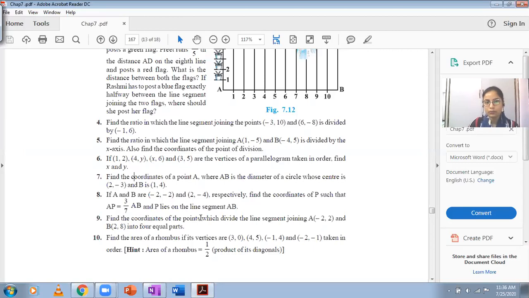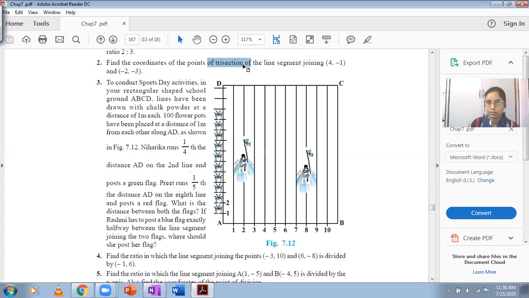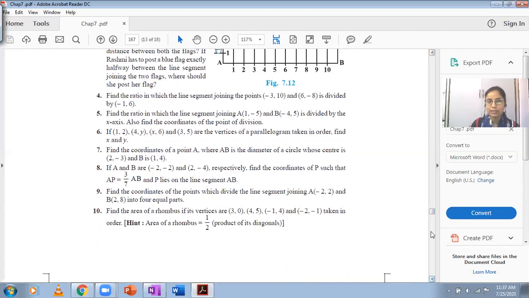Find the coordinates of the points which divide the line segment joining these two into 4 equal parts. Now this question is like question number 2 where we had trisection. Question number 2 में हमारे पास trisection थी. Trisection means 3 equal parts. Over here we have division of the line segment into 4 equal parts. So you can just proceed the way you did in that question. आपके पास अगर trisection है, you've got A here and B here. For 4 equal parts, there will be 3 points. So you will have P, Q, and R.